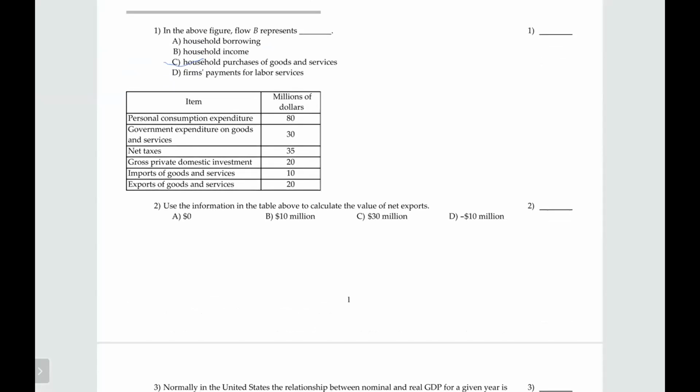Question number 2, use the information in the table above to calculate the value of net export. Okay, so net export equals export minus import. So we use these two rows. So hence the net export is 20 minus 10. The answer is B.